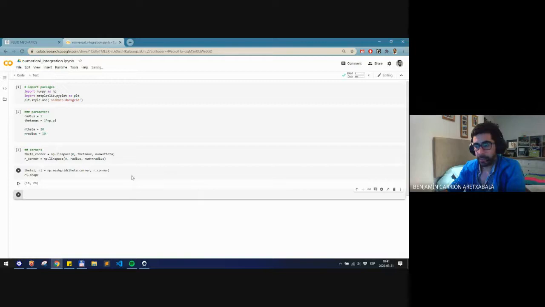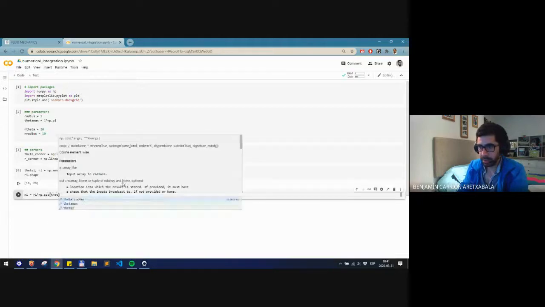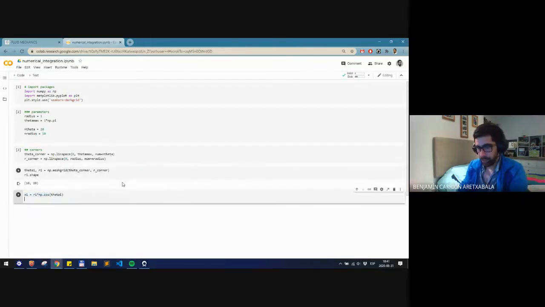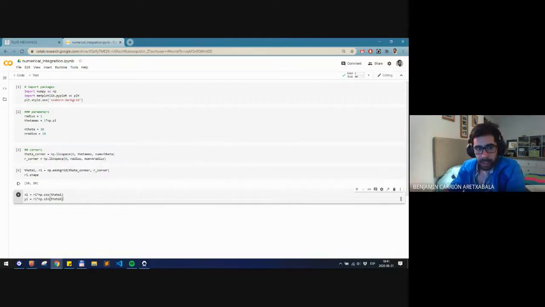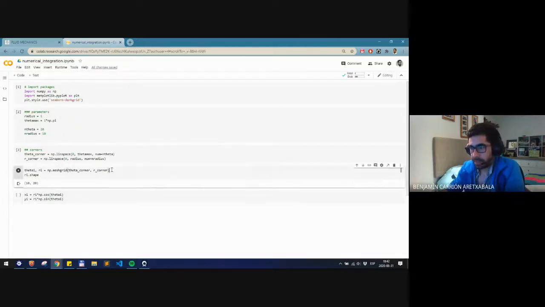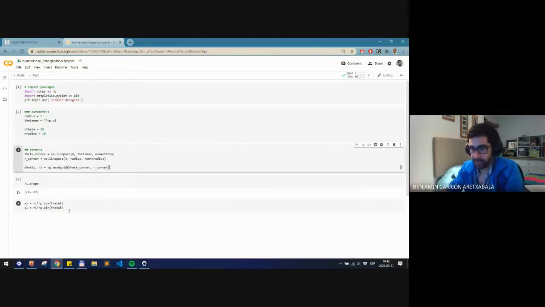Now we can compute the actual positions in the Cartesian grid. X is r times cosine of theta, and y is similar, but with sine. So that's the position of each panel corner, but we want the positions at the center of each panel.